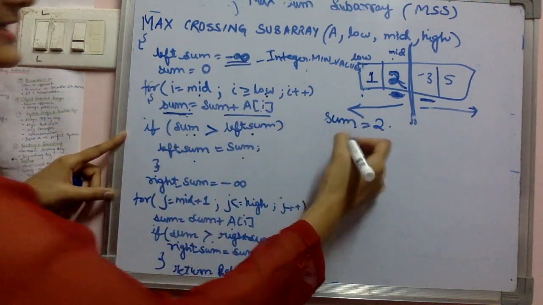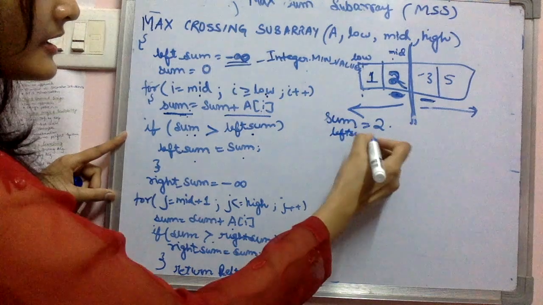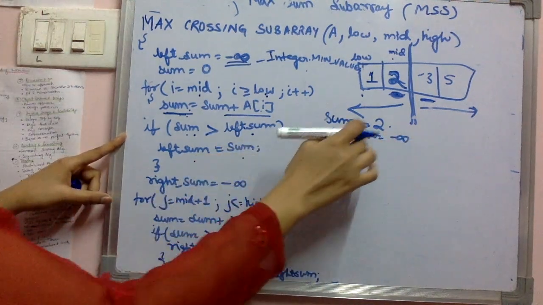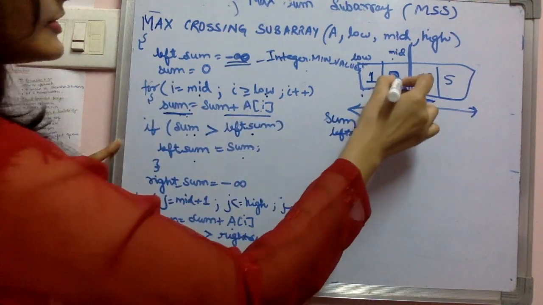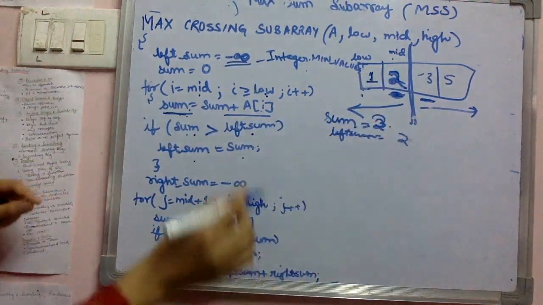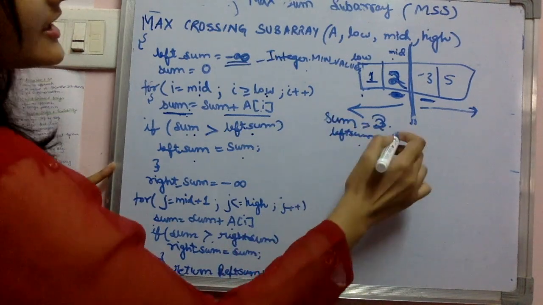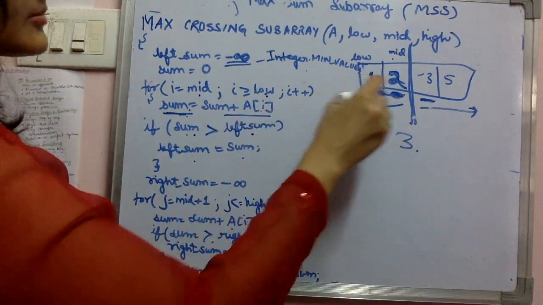So sum is definitely greater than left sum. So now left sum will be updated to 2. Now in the second iteration, sum 2 will be added to 1 and it will become 3. 3 is greater than left sum, so now left sum will also become 3.